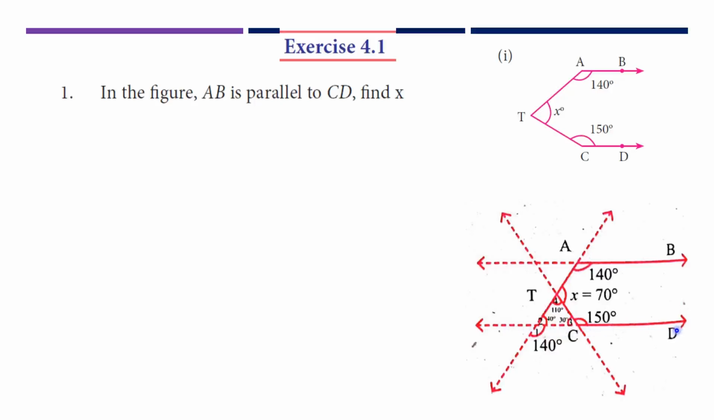Okay. Similarly, consider this CD line. This is also a straight line. Here we have 150 degree, so the adjacent angle must be 30 degree. Okay. So the sum of the angles is 180 degree. Now consider this as one triangle, isn't it? The angles formed here are 2, 3 and 4. Already we know that the second angle is 40 degree and the third angle is 30 degree.